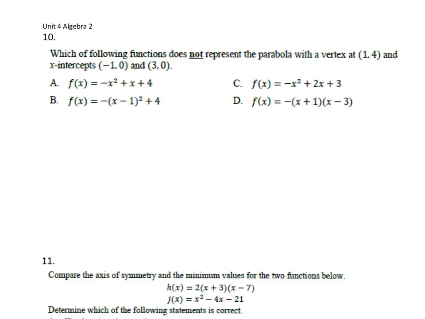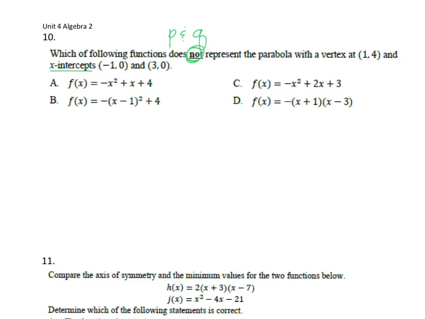All right, so for number 10, we're looking at which of the following functions does not represent the parabola with a vertex of (1, 4) and x-intercepts (-1, 0) and (3, 0). So first of all, if I'm looking at x-intercepts, I know that I'm going to be using p and q to be able to find that.